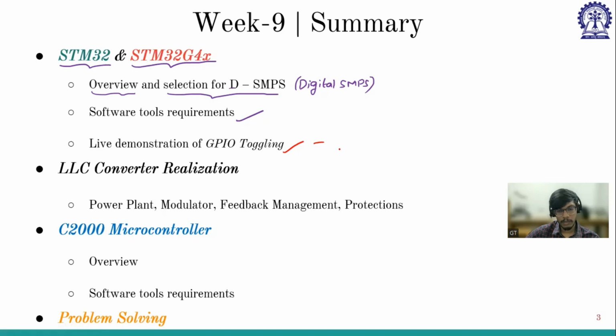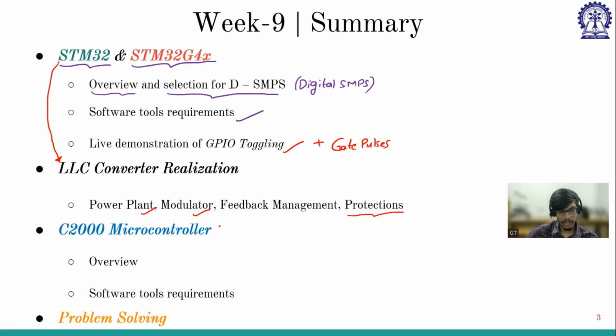Also, we saw the gate pulse generation and the dead time, but we have not discussed how to write the code because that is beyond the scope of this course. We just showed how it generates gate pulses and what the dead time is. Then we went to the LLC converter realization, where they use an ST microcontroller for the digital control implementation. We discussed the plant, the different types of modulator it has, feedback management, the kinds of protection they have, how digital control provides advantages over analog control, and other advantages of the microcontroller and how it helps in having these protections.